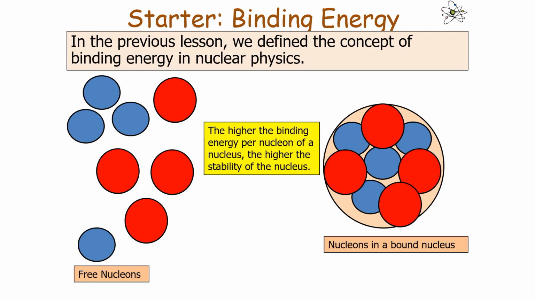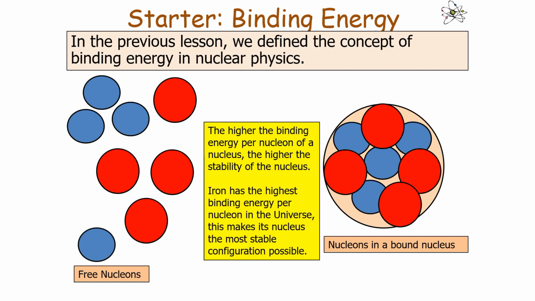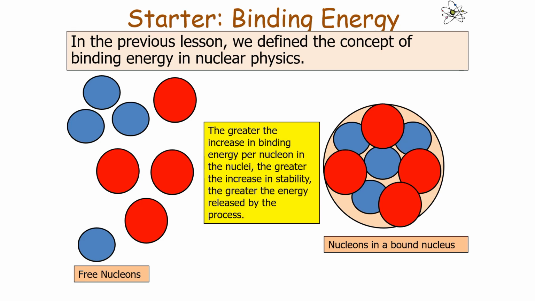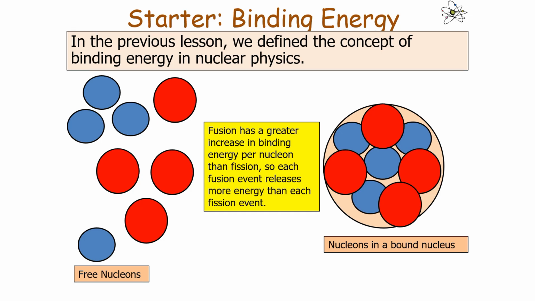Now the higher the binding energy per nucleon of a nucleus, the higher the stability of the nucleus. Because iron has the highest binding energy per nucleon in the universe, this makes its nucleus the most stable configuration possible. All nuclear events such as fission, fusion or decay wish to increase the binding energy per nucleon of the nuclei. The greater the increase in binding energy per nucleon, the greater the increase in stability, so the greater the energy released by the process. Fusion has a greater increase in binding energy per nucleon than fission, so each fusion event releases more energy than each fission event. But let's consider what fission actually is.